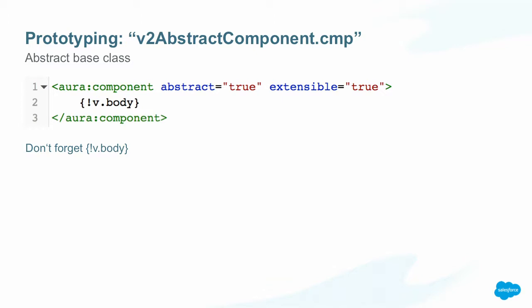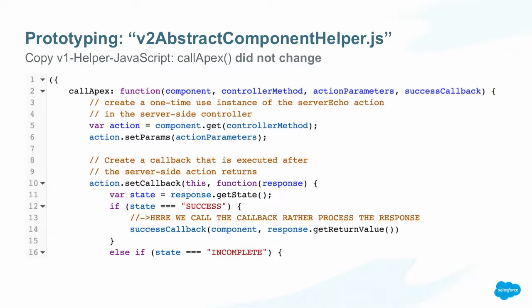Abstract equals true, extensible equals true. That's very straightforward. And as I said, I do not need to implement a controller because I'm only using the helper. So let's have a look at the helper. I just copy and paste my code from the previous example. I did not touch anything. I just use this call apex method as we created it in the previous step and put it into my component helper.